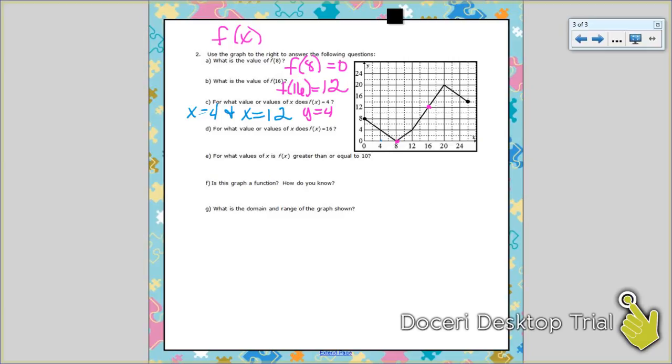D says for f of x equals 16. So now we want y equals 16. So that's this point right here, and it meets the graph twice, once here and once here. And we see that's where x equals 18, and that's where x is 24. So my values are x equals 18 and x equals 24.